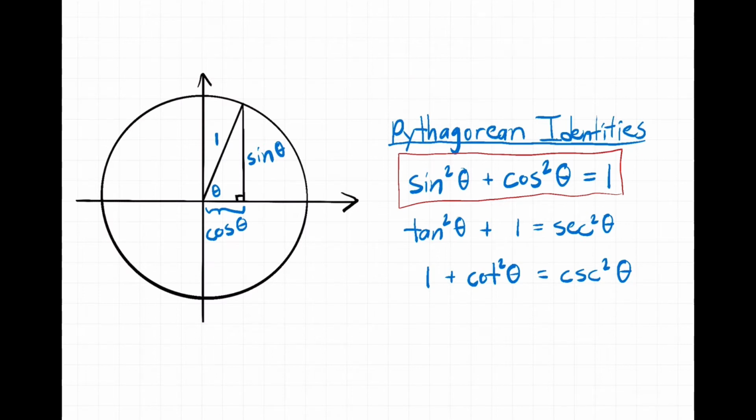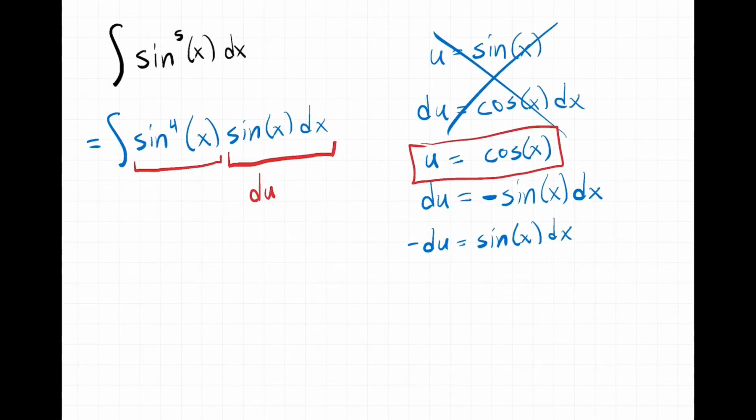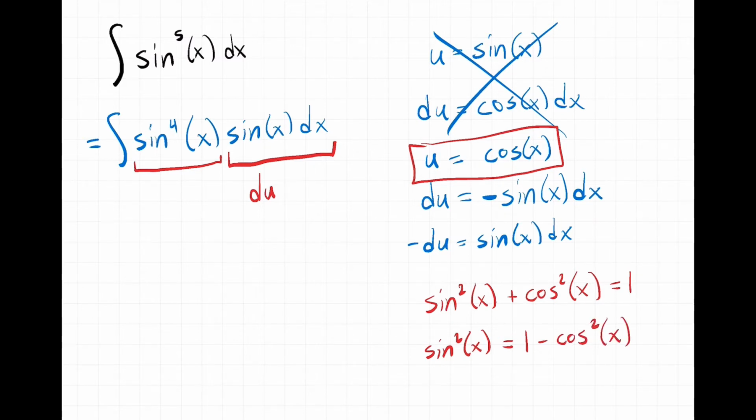You can get the other two identities by taking the first equation and either dividing by cosine squared theta or dividing by sine squared theta. Each of those choices will give you one of these other two identities. Let's use the first one this time. Let's go back to our problem. So we know that sine squared of x in this case plus cosine squared of x equals 1. In particular, that means that sine squared of x equals 1 minus cosine squared of x.